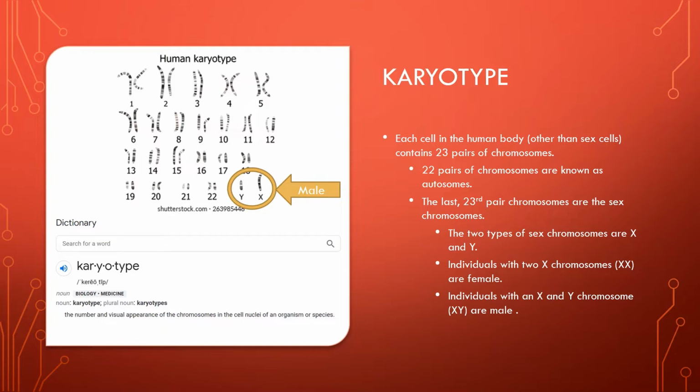All the other chromosomes, so chromosome pairings 1 through 22, are not sex chromosomes, and they are known as autosomes, which is another name for non-sex chromosomes.